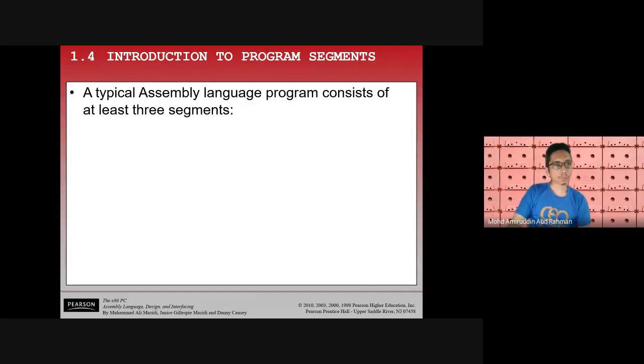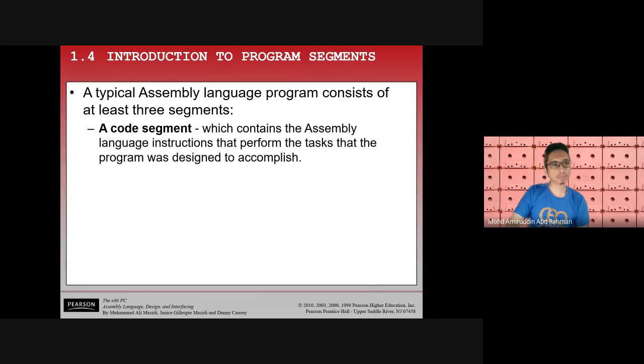So now we need to look at the program segments. A typical assembly language program consists of at least 3 segments. A code segment which contains the assembly language instructions that perform the task that the program was designed to accomplish.